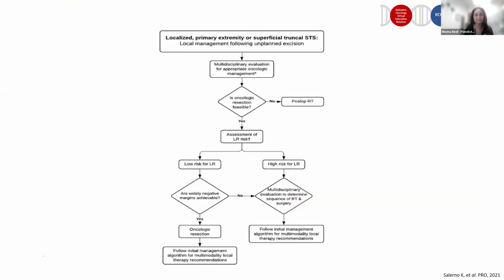If you could go to the next slide. So this is a great slide from the consensus guidelines, as published in 2021. And it briefly went over unplanned excisions and local management after an unplanned excision. And if you look through this flow sheet, a lot of it is dictated by the risk of local recurrence, but really, can you re-excise these non-oncologic resections? Next slide.